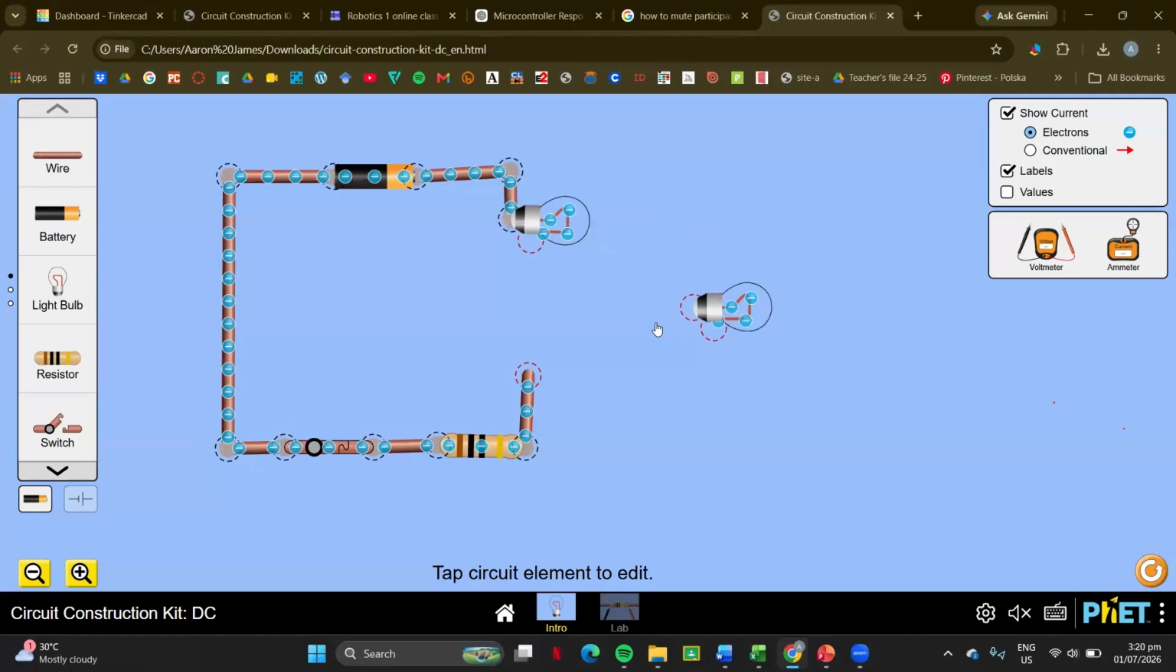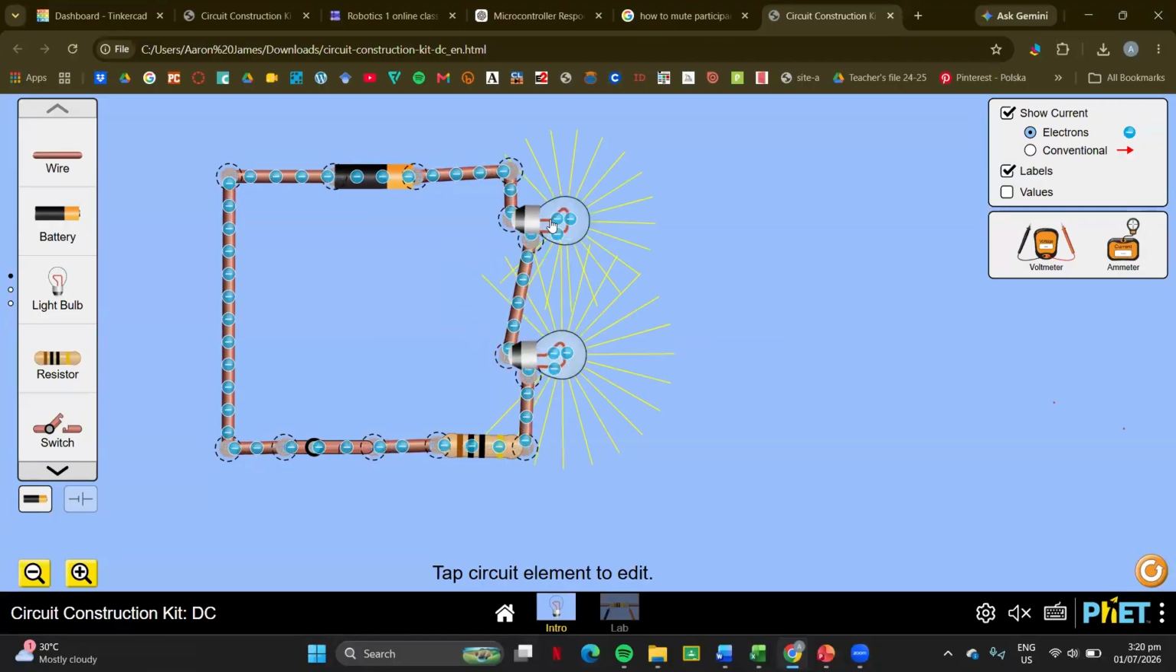I'll put two light bulbs. The light bulbs are next to each other, right? They are next to each other, and I only have one path for my electrons to move. So this is called a series circuit because the electrons only get to move in one path. What passes through the first light bulb also passes on through the next light bulb.